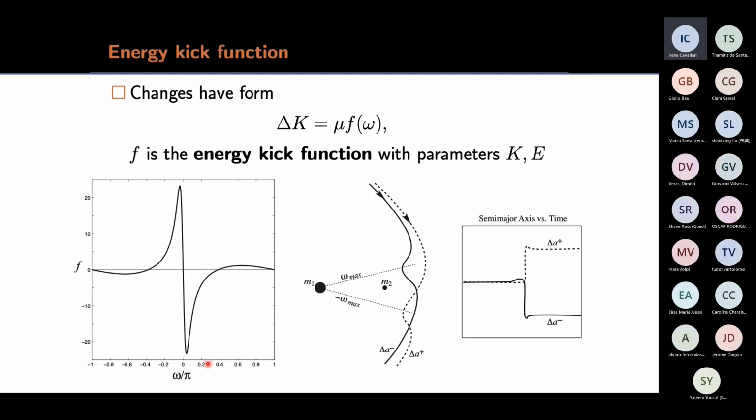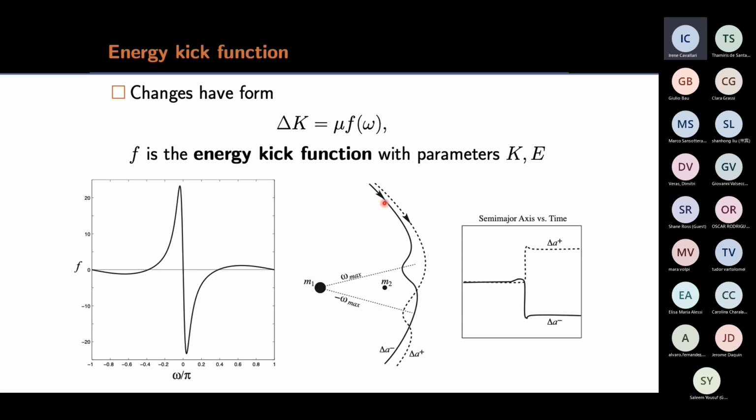So just to explain what this diagram is showing over here, this is the kick function as a function of omega. And you see that there's a peak and then a trough. This is odd in omega. So we've got, say, omega max and negative omega max. This corresponds to if the particle has a periapsis at those two locations, that's where you get the maximum change in the Keplerian energy and therefore in the semi-major axis.